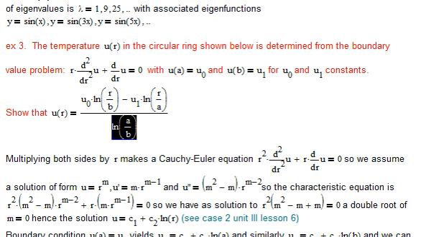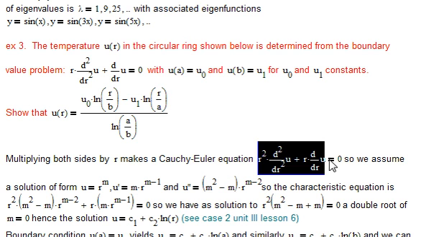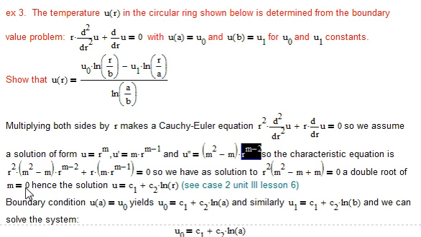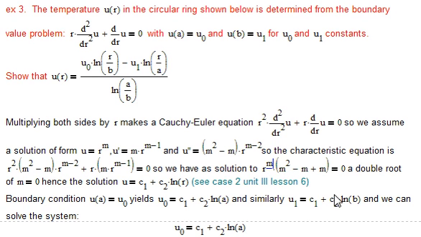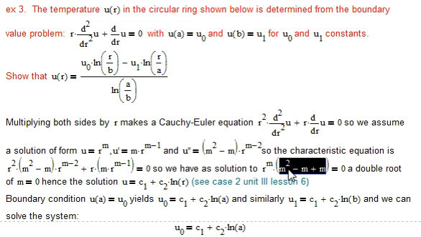So, to start to solve this equation, we would multiply both sides by r, and then we've got ourselves a Cauchy-Euler equation. So we assume a solution of the form u equals r to the m. u prime would be m times r to the m minus 1, and u double prime is m squared minus m times r to the m minus 2. So the characteristic equation is r squared times (m squared minus m) times r to the m minus 2 plus r times m r to the m minus 1 equals 0, and therefore if we factor out r to the m's, actually this should be r to the m here, we wind up with m squared minus m plus m is equal to 0.